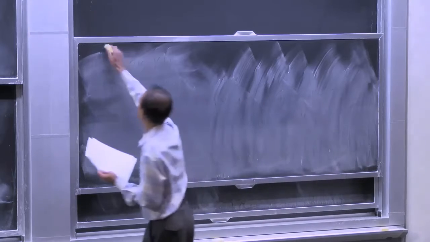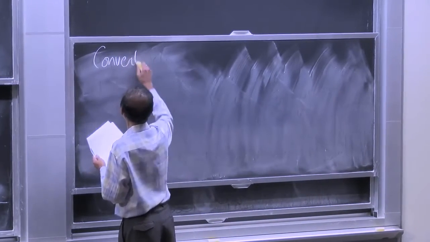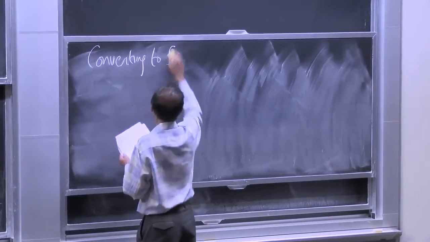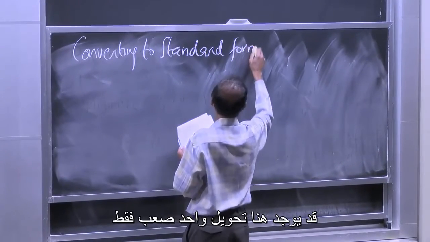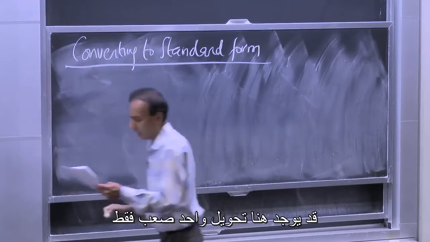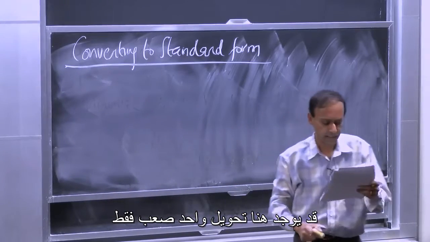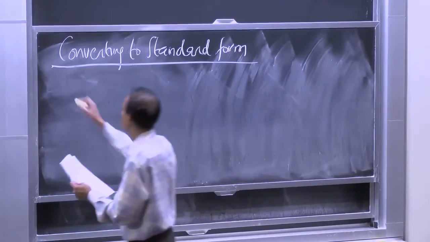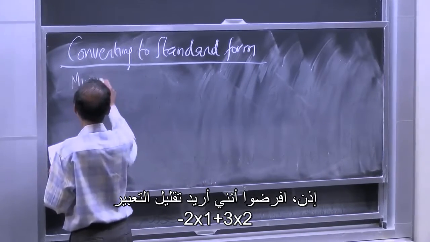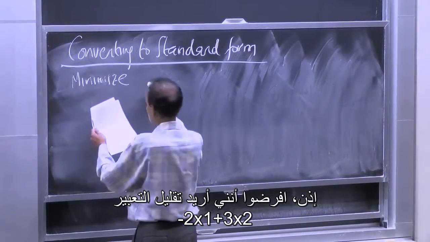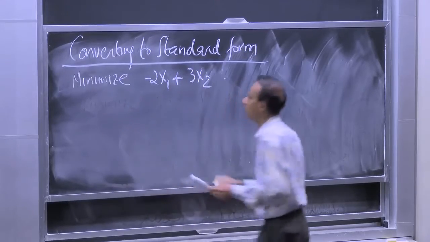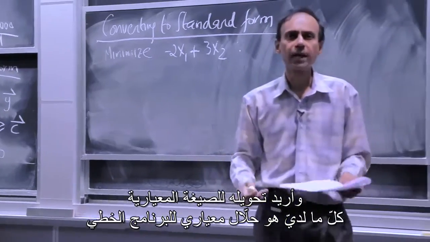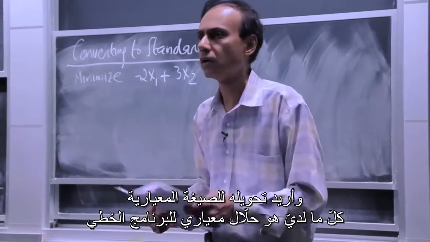So there's probably just one conversion here that's tricky. So suppose I want to minimize minus 2x1 plus 3x2. And I want to convert to standard form. All I have is a standard LP solver. What do I do?